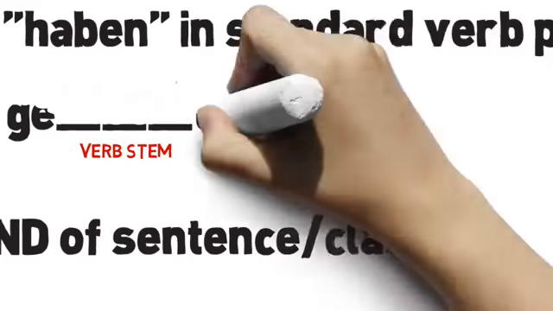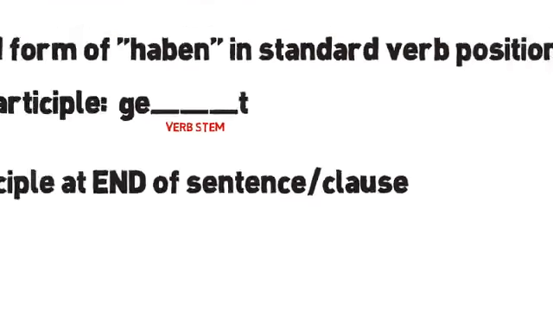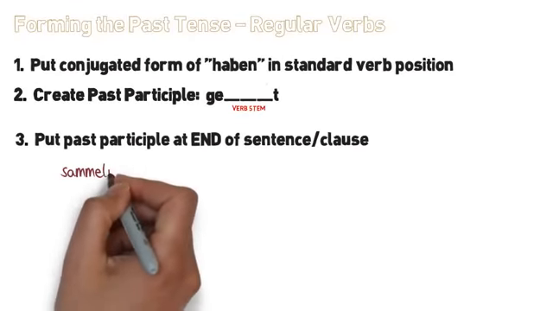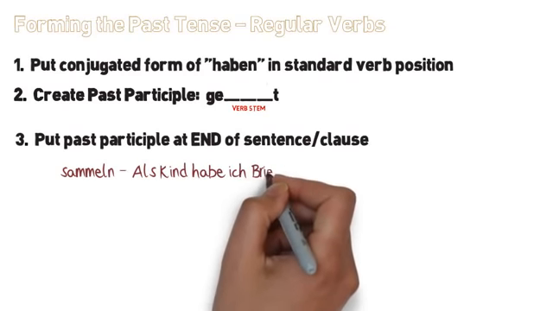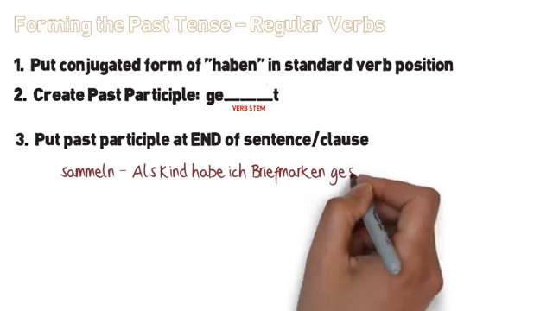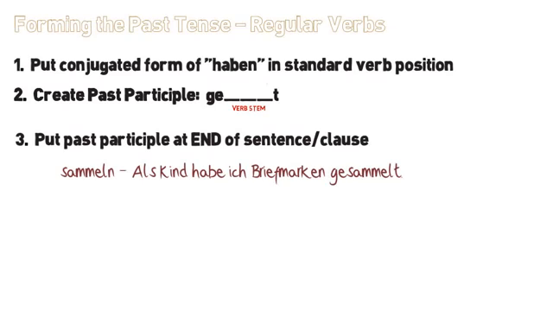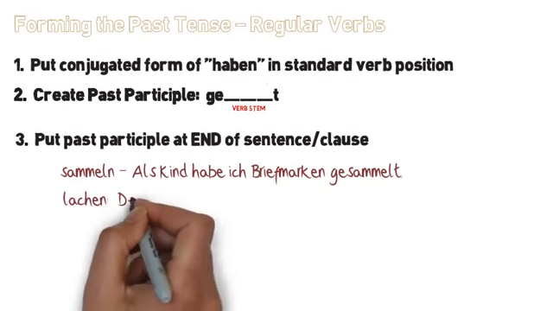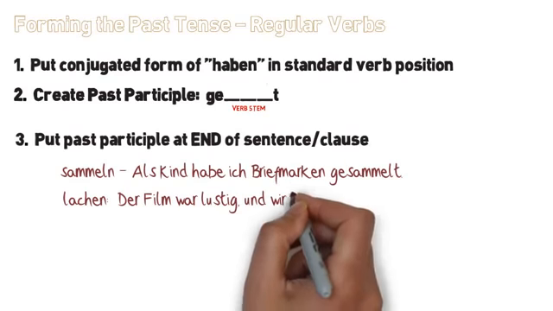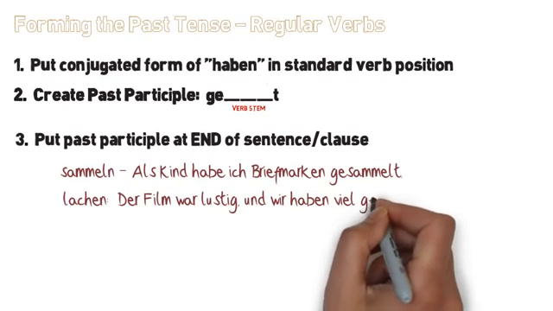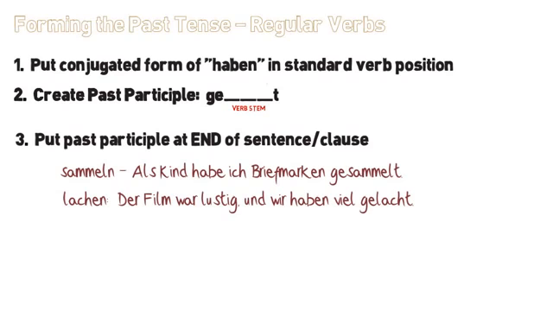Now, let's look at these in full sentences. With a verb like sammeln, we could have a sentence such as, Als Kind habe ich Briefmarken gesammelt. As a child, I collected stamps. The participle is at the end, and the helping verb, the conjugated form of haben, is in second position. It works similarly with other verbs. For instance, with lachen, we could say something like, Der Film war lustig und wir haben viel gelacht. The film was funny and we laughed a lot.